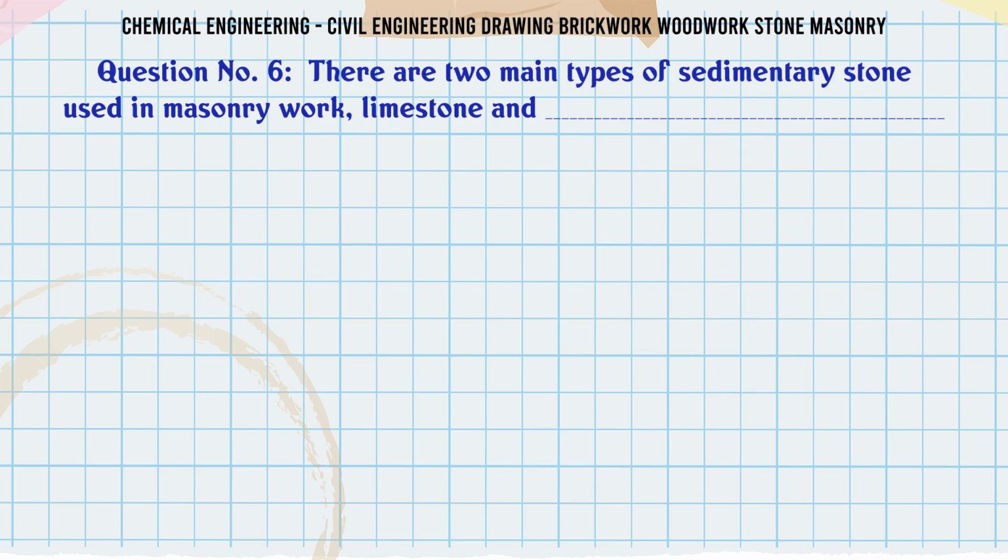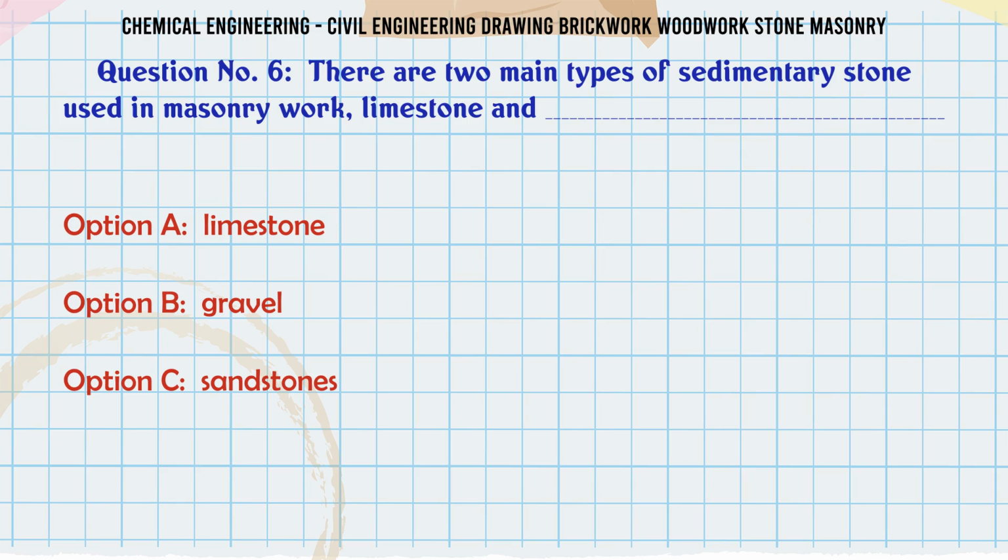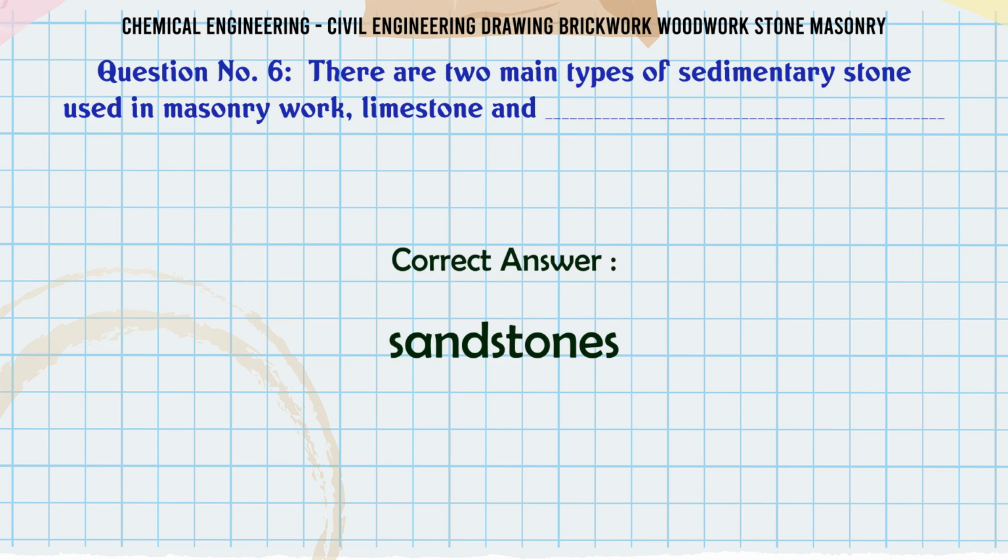There are two main types of sedimentary stone used in masonry work: limestone and ___. A. Limestone. B. Gravel. C. Sandstones. D. Marble. The correct answer is sandstones.